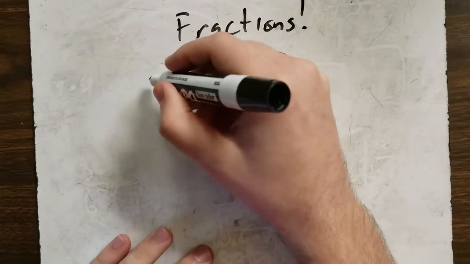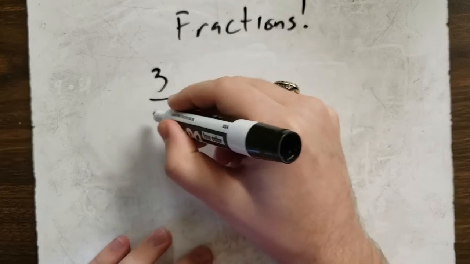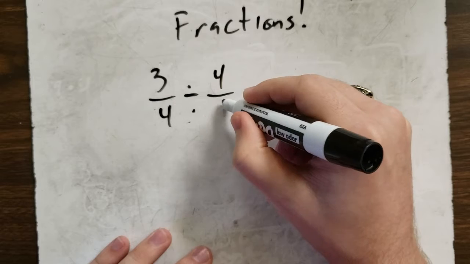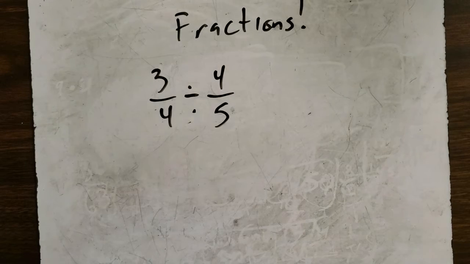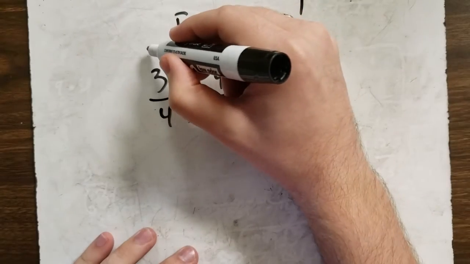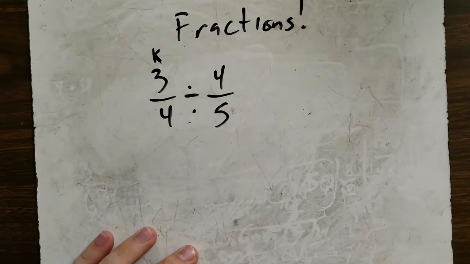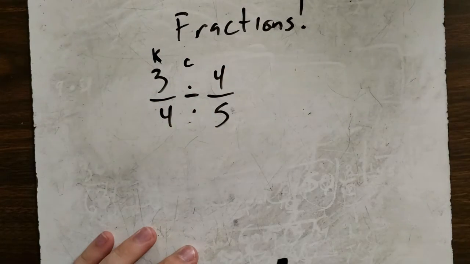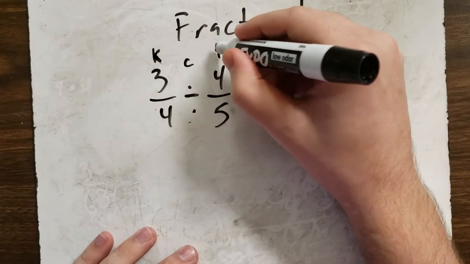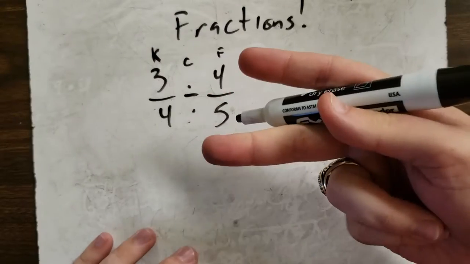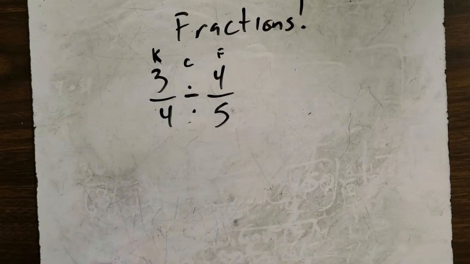Let's start simple. 3 over 4 divided by 4 over 5. Okay, so dividing fractions, we have to keep, change, flip. So we keep our first term, we change this division sign to multiplication, and we flip our fraction, reciprocal. Flip here to that. So let's do that.